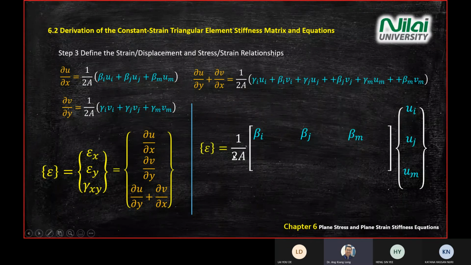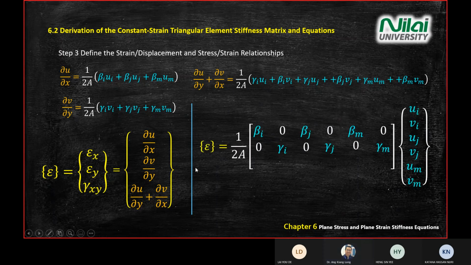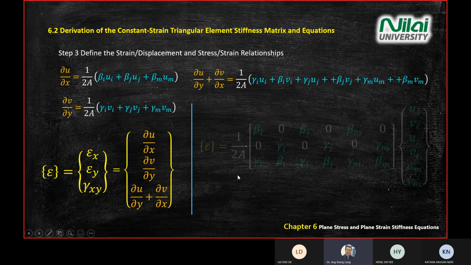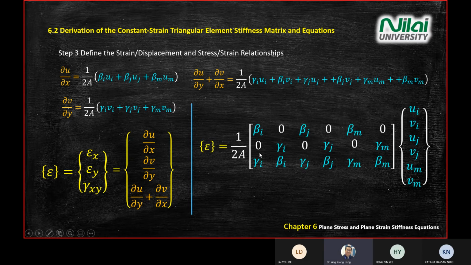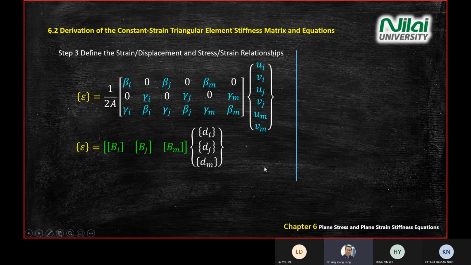All right. Then you arrive at one important equation, with the strain equal to 1 over 2A, the matrix, and the displacement. If you see beta, it means you are looking at the strain here. So this is a complete set if you want to find the strain. This is the set of equations when you want to calculate the strain.